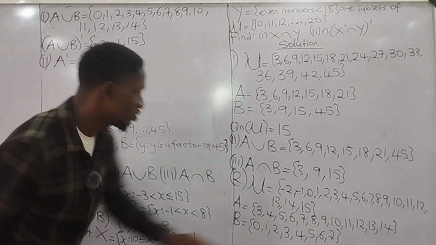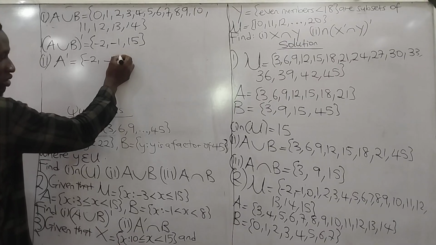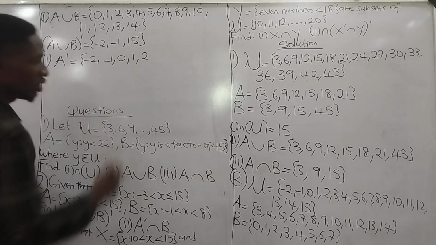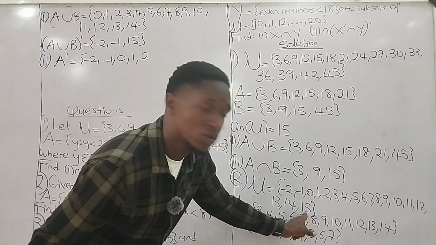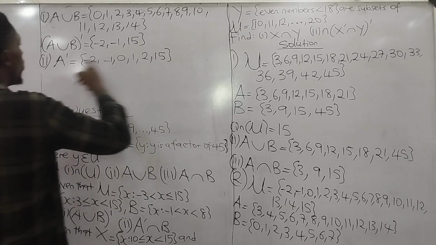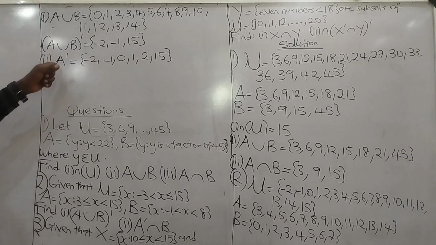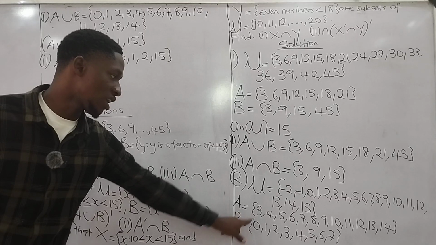You can see minus 2 is not there. Minus 1 is not there. 0 is not there. 1 is not there. 2 is not in A. But other numbers are there apart from 15. 15 is not there, so we also include 15. So these are the elements for A complement. It means what is in the universal set that is not in set A.